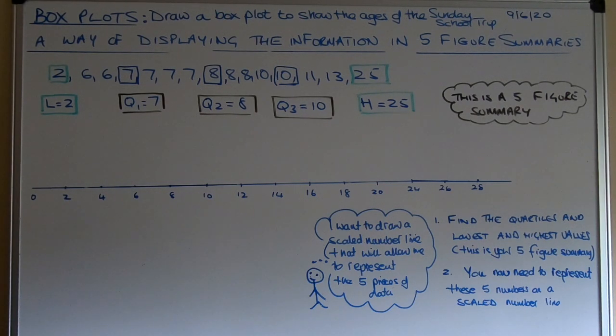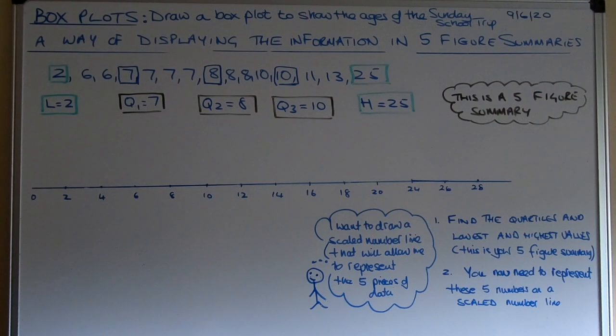So let's see, what do you have to do to draw a box plot? It's a way of displaying the information in a 5-figure summary. Now let's go back to the example that we've been working on, the ages in a Sunday school trip. And they're on the board again. The 2-year-old, the 2 6-year-olds, 4 7-year-olds, 3 8-year-olds, 2 10-year-olds, an 11-year-old, a 13-year-old, and the 25-year-old Sunday school teacher. So these are the ages of the group.